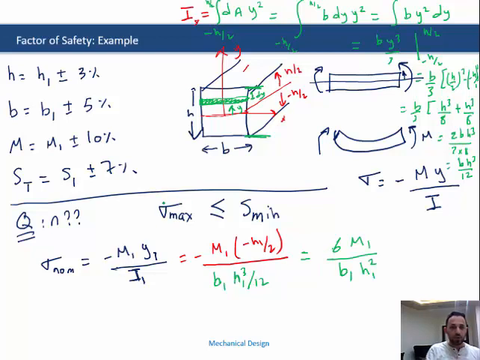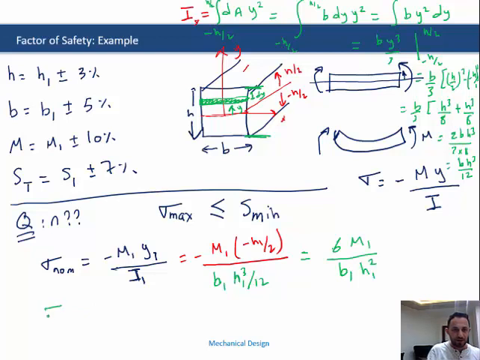Now, if we want to take the maximum stress, we want to find the sigma max. In order to have the maximum stress, sigma max, we need a moment to be the maximum. We need the applied force. We take the worst case scenario, the maximum moment applied, over the smallest dimensions, okay, in order to have the sigma max. So in order to increase this, we need to increase m1 and decrease b1 and h1.